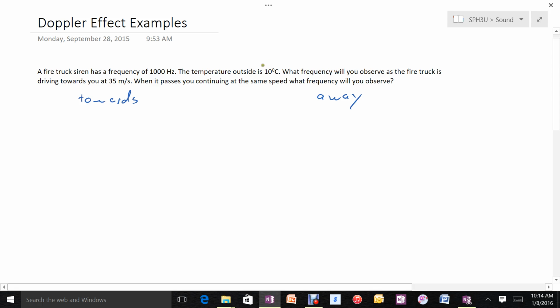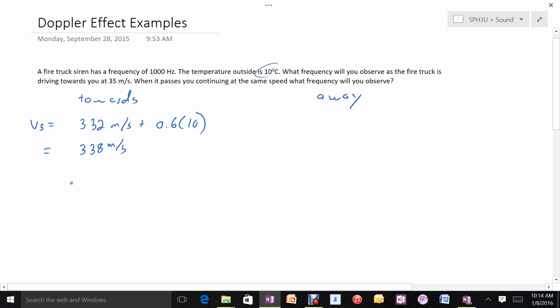First things first, we have to use this 10 degrees Celsius to find the velocity of sound in air this day. So it works out to 338 meters per second.